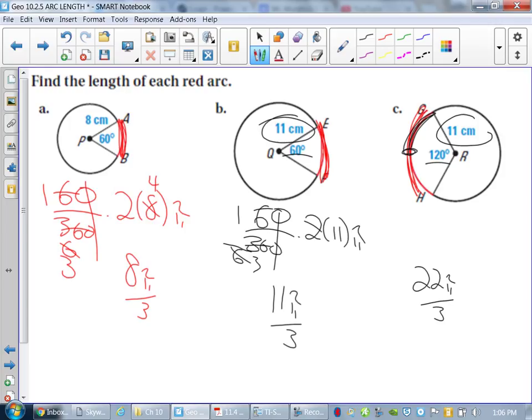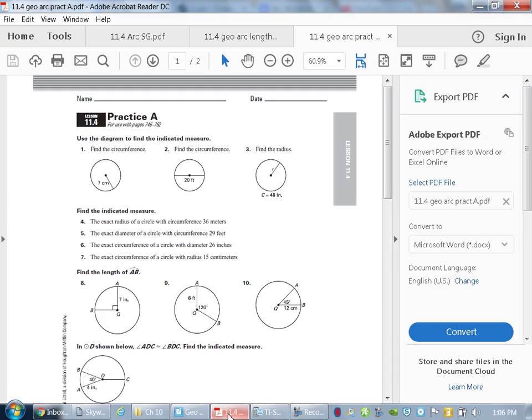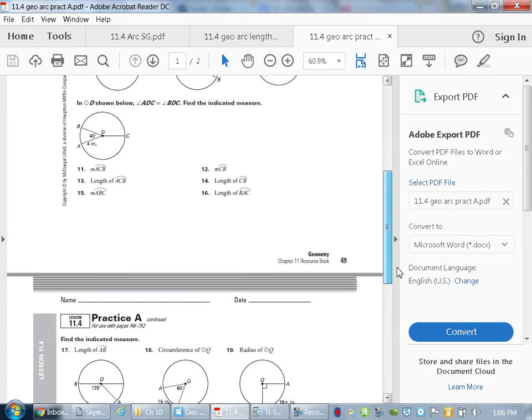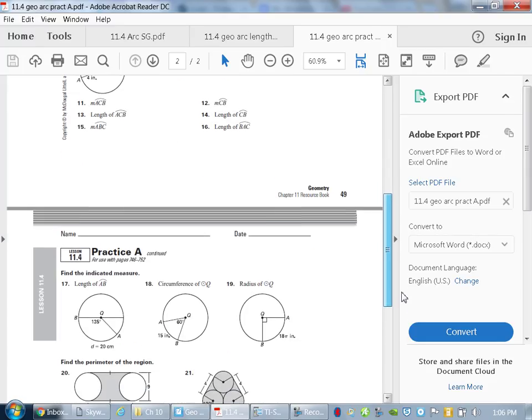Now, not always are you working with just straight, hey, find the arc length. It might say, find the radius, and you've got to work backwards. For example, when was it?